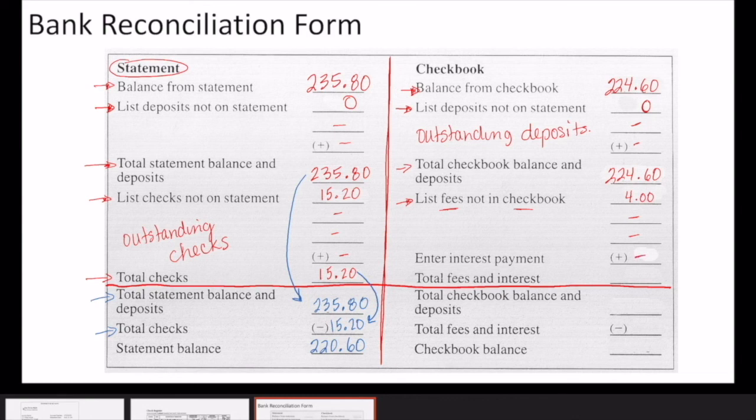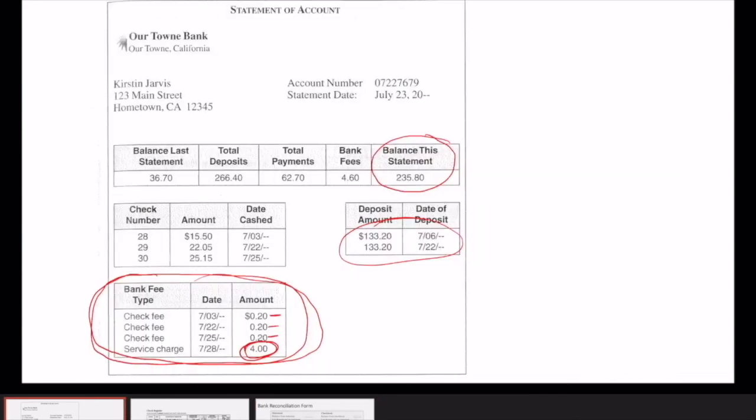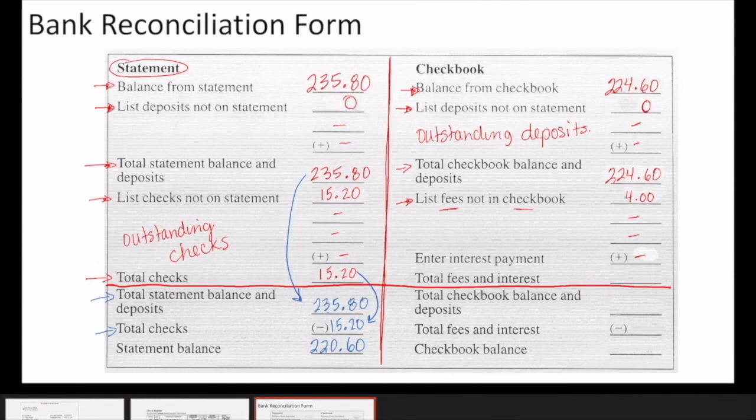Also, when we look back here, we did not have any interest payments. We didn't really make enough money to make some interest. And so therefore, we do not have anything to put in this line. So we could put a 0 there, or we could dash it out. Then we're going to total our fees and our interest. Okay, so we take those and we add them up and we put it down there, which is $4.